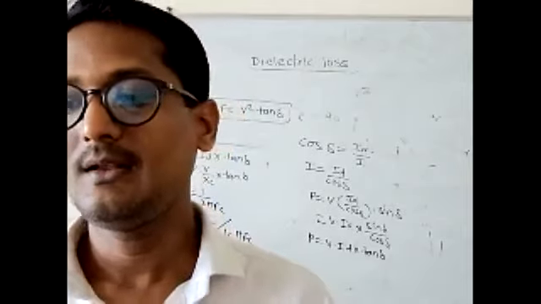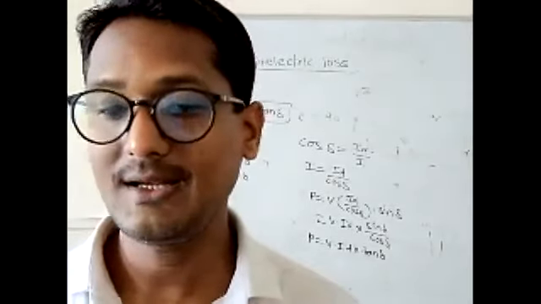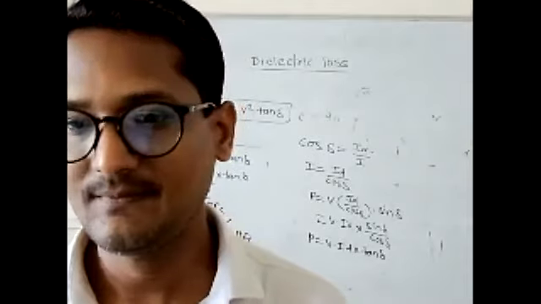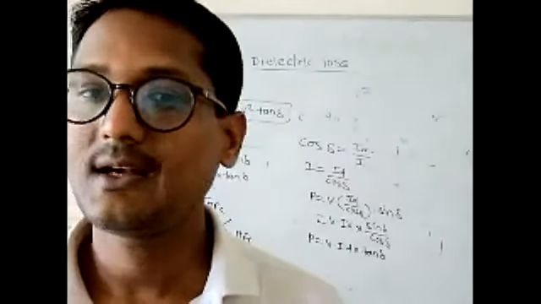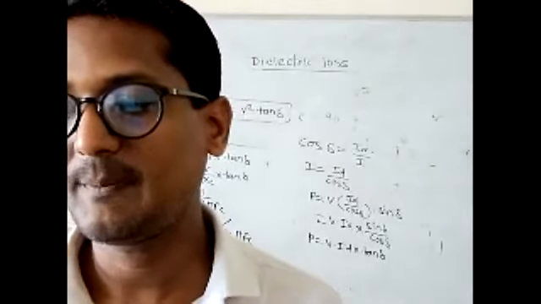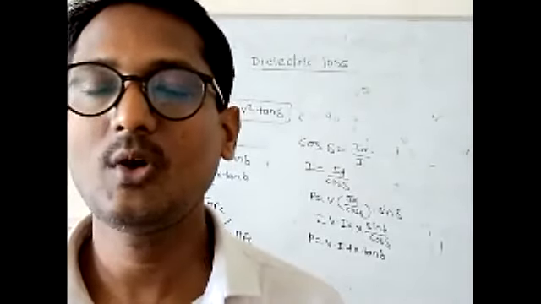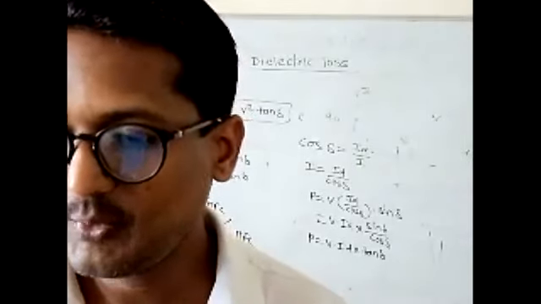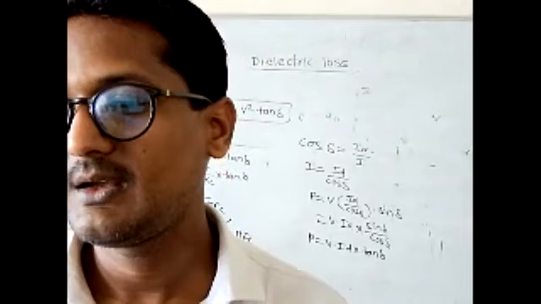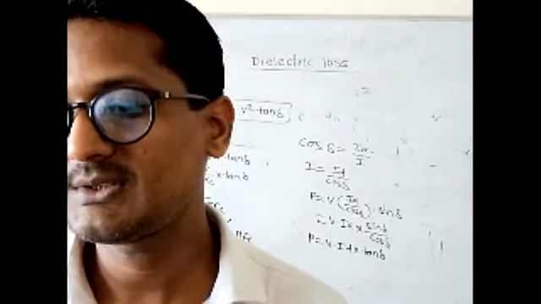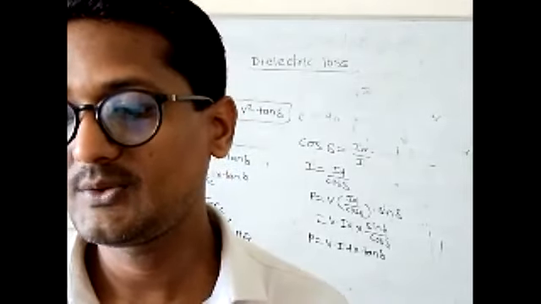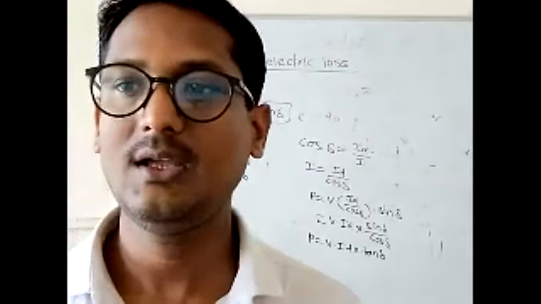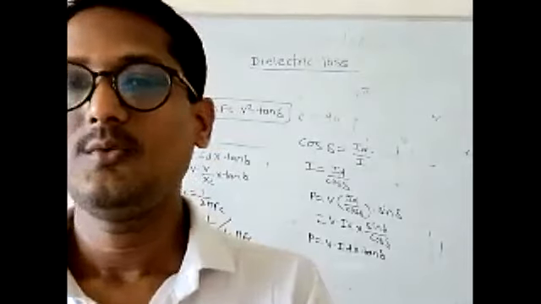Now here we have to put the value of ID, the displacement current, which is equal to V upon XC, and XC is our capacitive reactance. The value of capacitive reactance is 1 upon 2 pi FC. Therefore, by putting this value of ID in the equation, we finally get P equals 2 pi FC V square tan delta. Okay, I hope you understand.